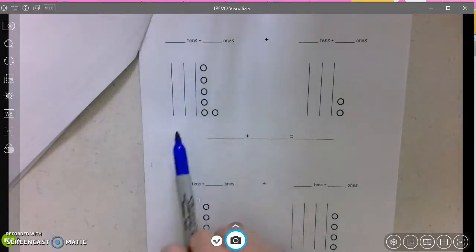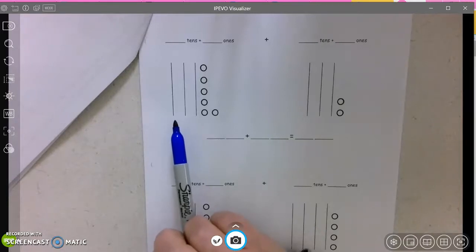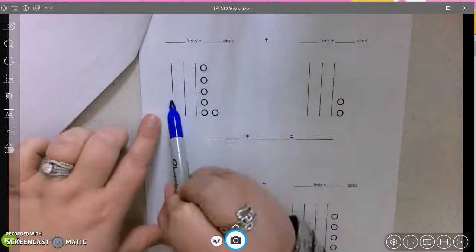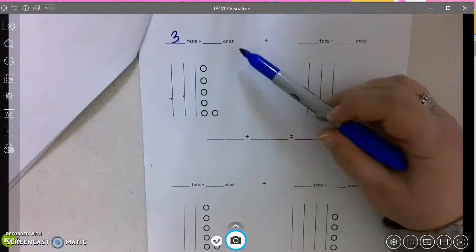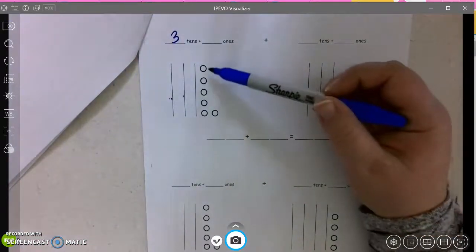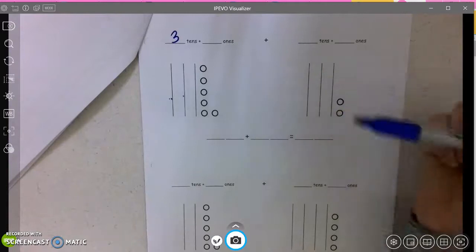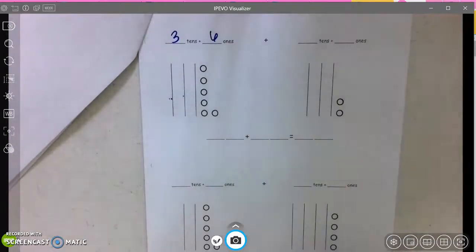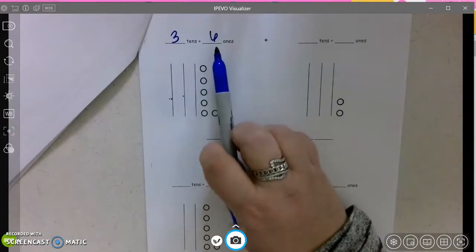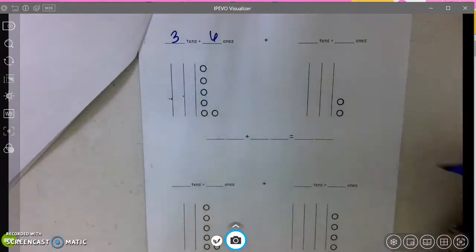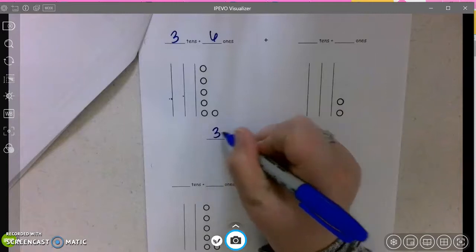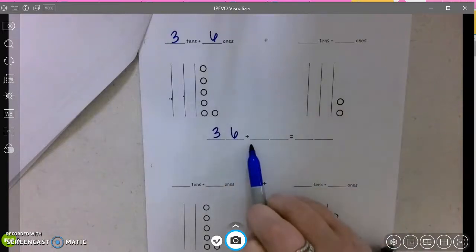So how many tens are represented right here? You're counting the lines. There's 3, right? 1, 2, 3. So we have 3 tens. How many ones do we have? 1, 2, 3, 4, 5, 6. There's 6 ones. So what number is this with 3 in the 10 spot and 6 in the 1 spot? It's the number 36. So we're going to write 36 down here on the line for our equation.